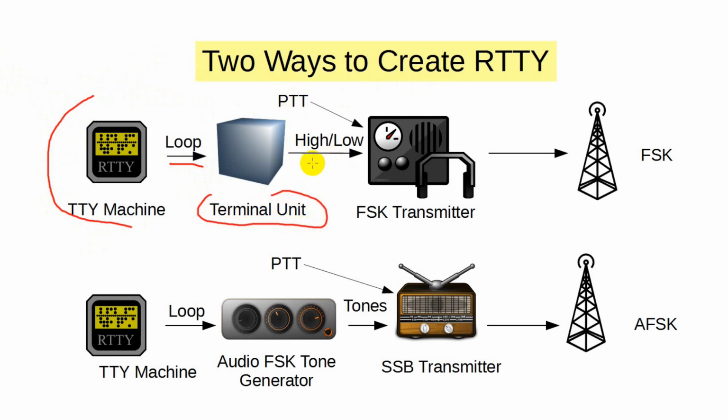The output of the TU tells the FSK transmitter which of the two tones to send.